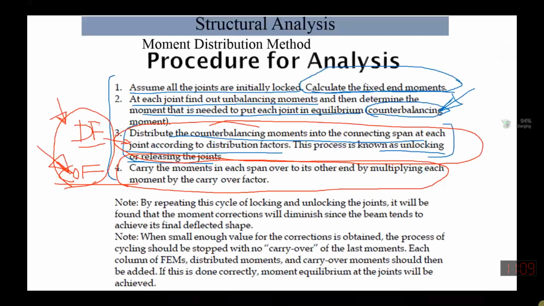Okay. Anyone else who can tell me carryover factor? Sir, factor through which moment is carried over. Your roll number, beta? 86 Mubin Hassan. Okay. Anyone else who can explain? Sir, how much moment is carried from one end to the other end?